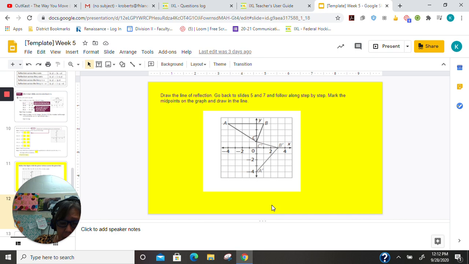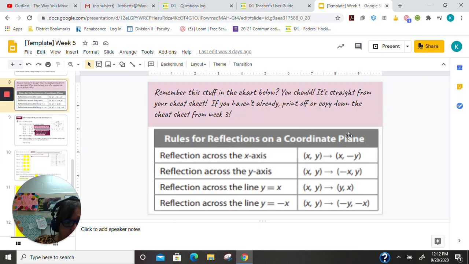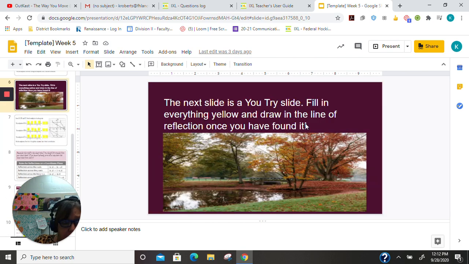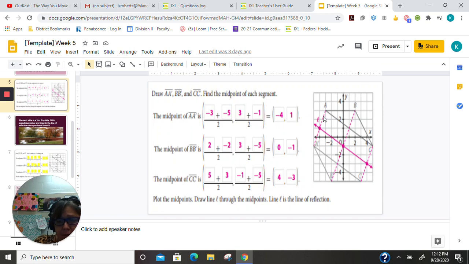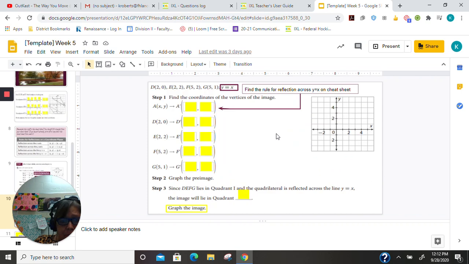Okay, and then this one, draw the line of reflection and go back to slides 5 and 7. So again, this is the problem. You need to draw in the line of reflection, but in order to find the line of reflection, go back to slide 5, where it shows you exactly how to do that, and 7, where you did it again yourself, and that will help you with that problem.